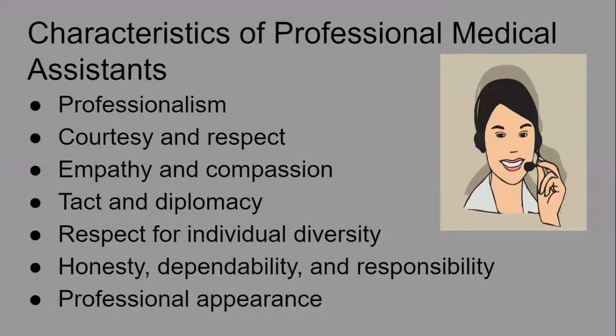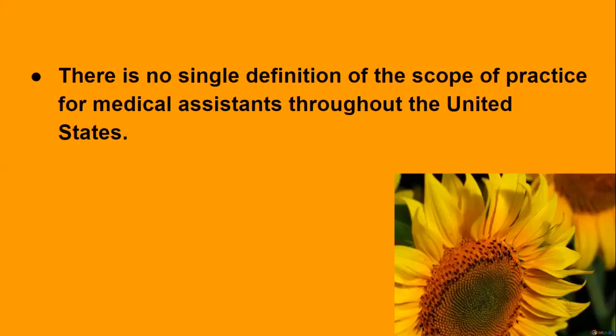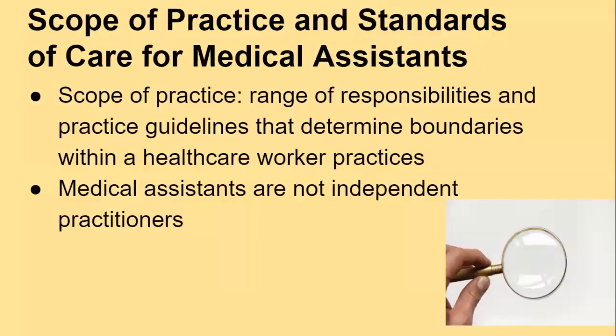Characteristics of professional medical assistants: professionalism, courtesy and respect, empathy and compassion, tact and diplomacy, respect for individual diversity, honesty, dependability, and responsibility, and professional appearance. There is no single definition of the scope of practice for medical assistants throughout the United States. We're going to get into a little bit about the scope of practice, and I'm going to give you an example. But let's move on just a little bit before we do that.